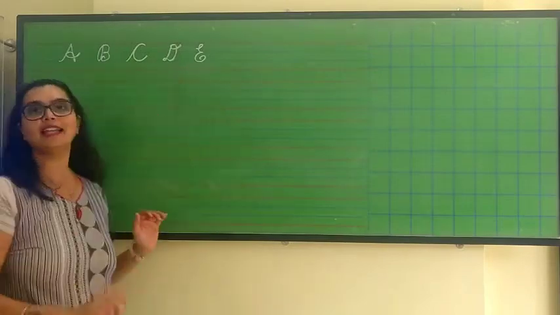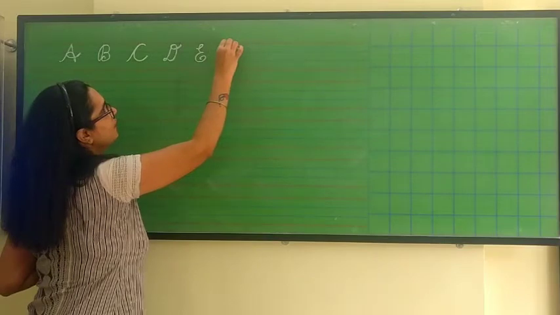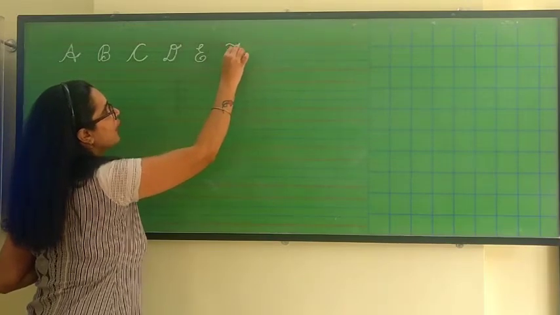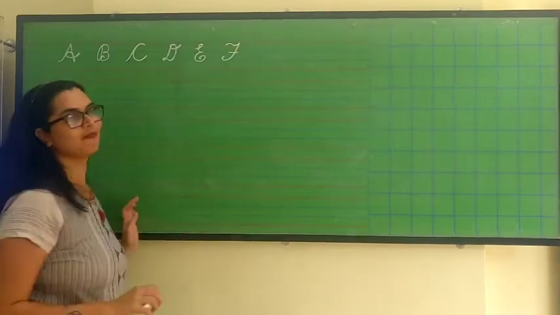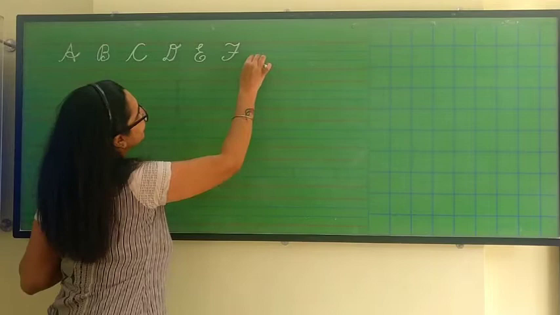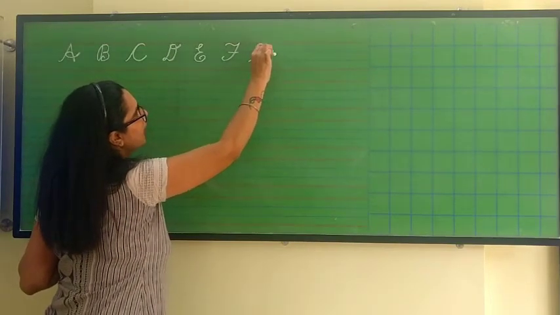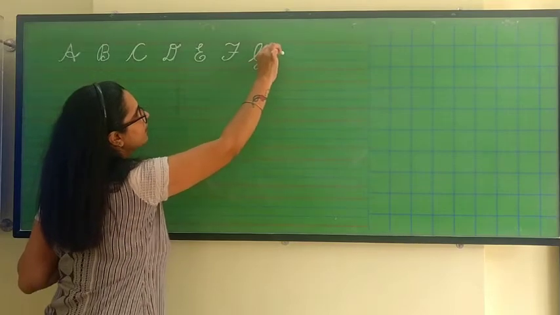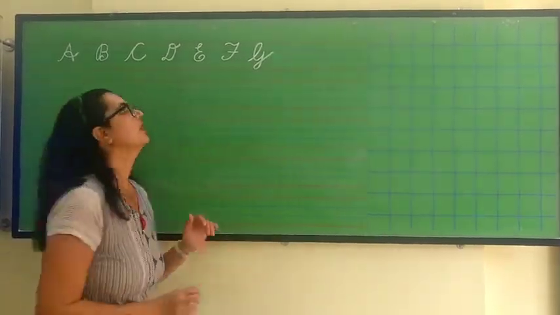Now let's write cursive F. A wave. Yes, children, I'm sure now you know how to write the cursive letters. And a skipping line. Now let's write G. A slant line. One turn. Go up, come down. And a slant line again. This is cursive G.